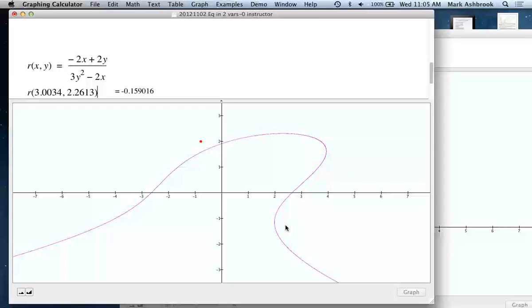So now I want you to estimate. Don't do anything yet. Here's another point at 3. So here's 3 and 0.35. 0.34. So here's another point.